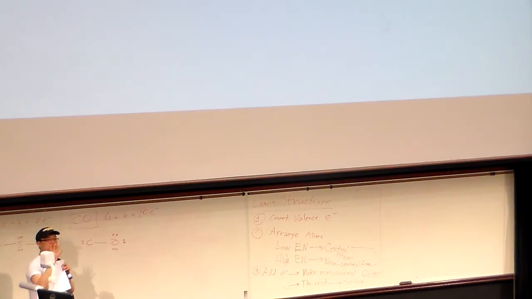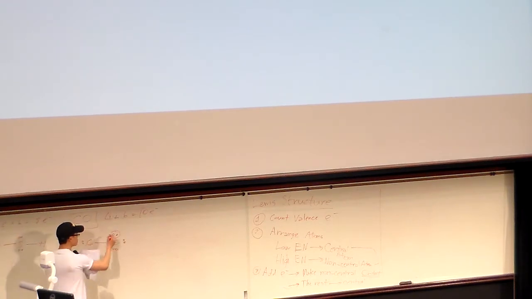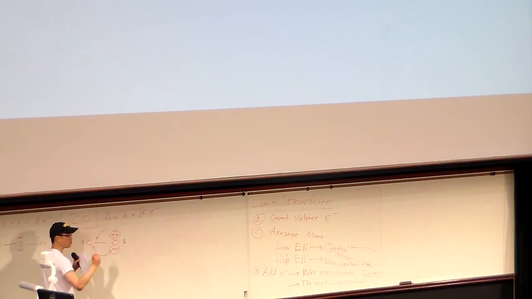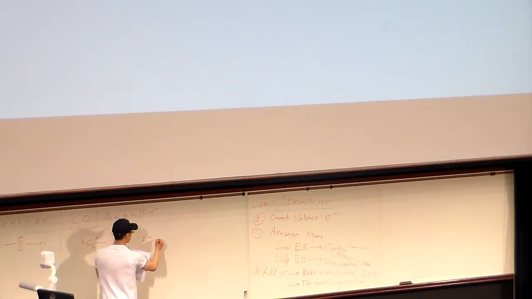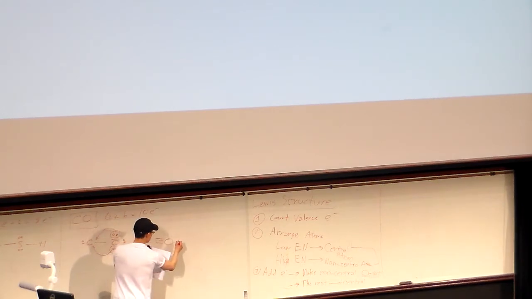How many more does it need? 4 more. So what do we do? Use lone pairs of oxygen from a double bond, and from more bonds, a triple bond. Alright, you're going to get a triple bond with oxygen.